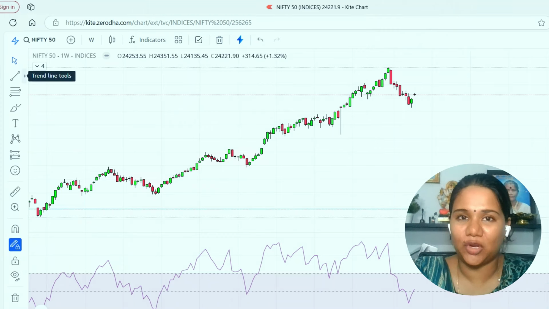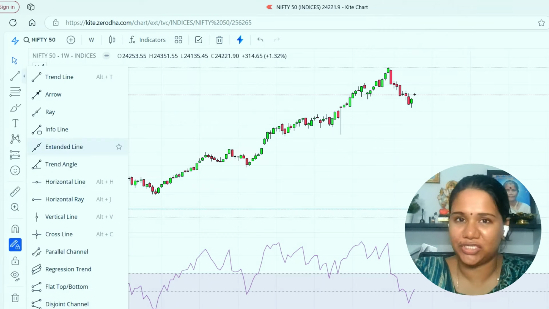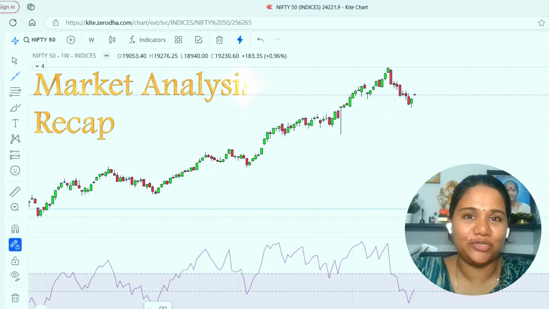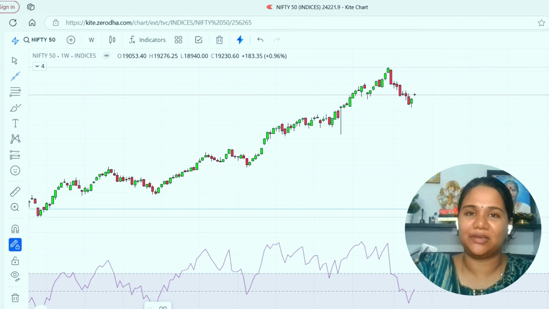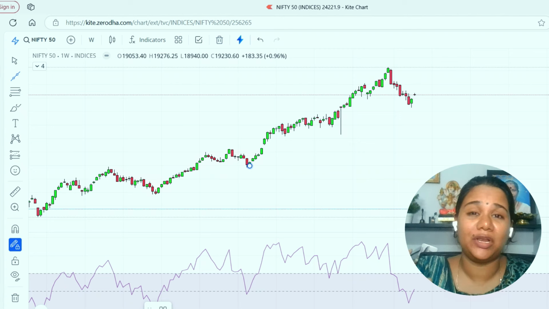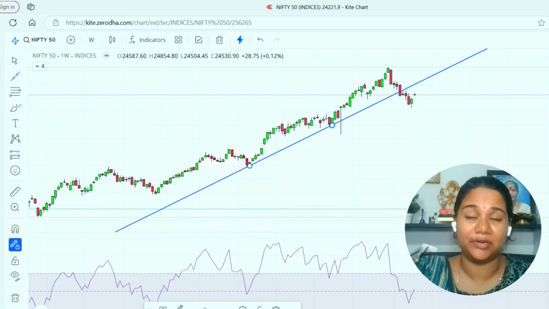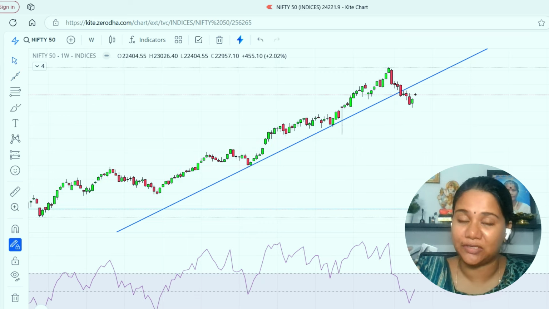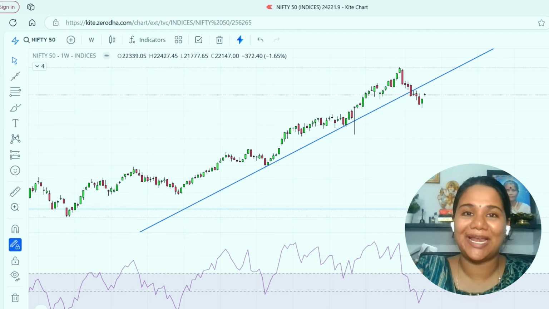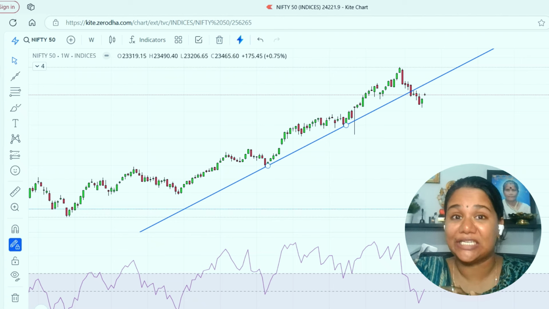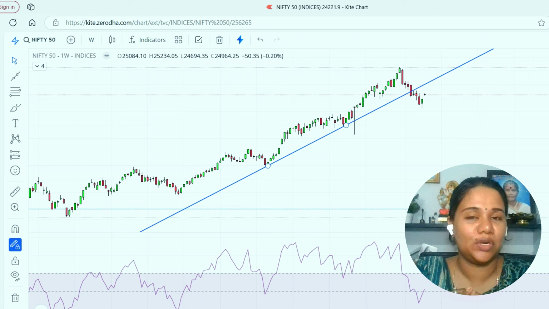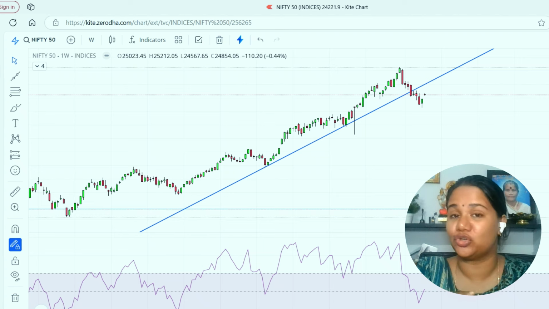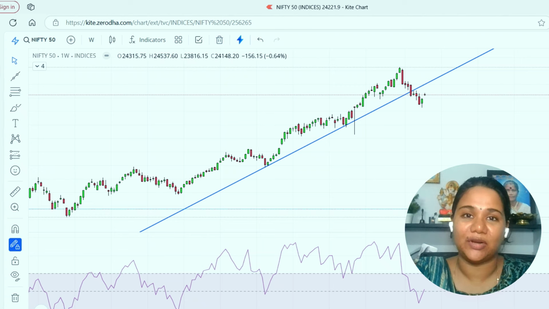So let me give you a quick recap of what we were just doing. First we went into the weekly time frame. In the weekly time frame, we learned that there has been a solid uptrend lasting for over a year. For almost 1.5 years, there has been a solid uptrend, and that particular trend is broken in the weekly time frame. So we learned that Nifty 50 is no longer in an uptrend. And we also learned that we don't know what type of trend Nifty 50 has slipped into right now. It could be either a sideways trend or a downtrend as well.